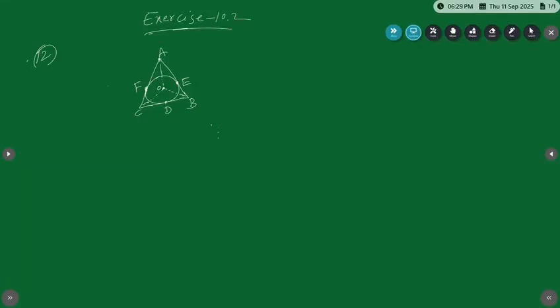Students, now I am going to solve the 12th problem in exercise 10.2. The 12th problem is: a triangle ABC is drawn to circumscribe a circle of radius 4 centimeters, such that the segments BD and DC, into which BC is divided by the point of contact D, are of length 8 centimeters and 6 centimeters respectively. Find sides AB and AC.